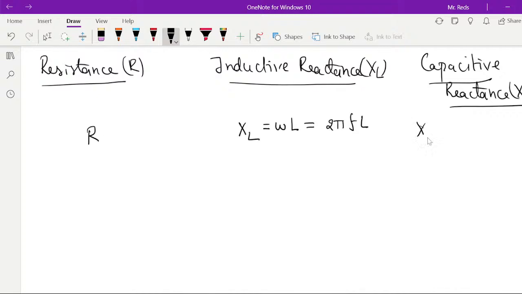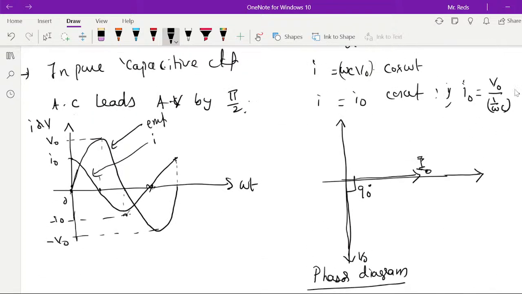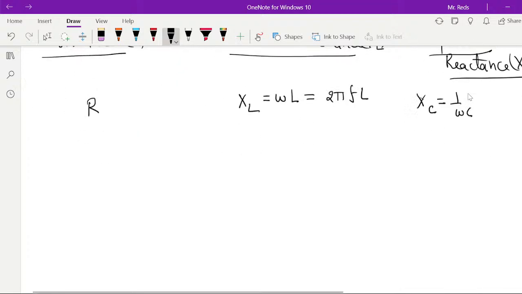So this we will bring it here. Capacitive reactance is represented as XC. It is equal to 1 by omega C. If you observe here, this can be expressed as V naught by XC, where XC is called capacitive reactance. It is equal to 1 by omega C, right? So this further can be expressed as XC is equal to 1 by 2 pi f into C. And few more observations you can point out based on these relations.